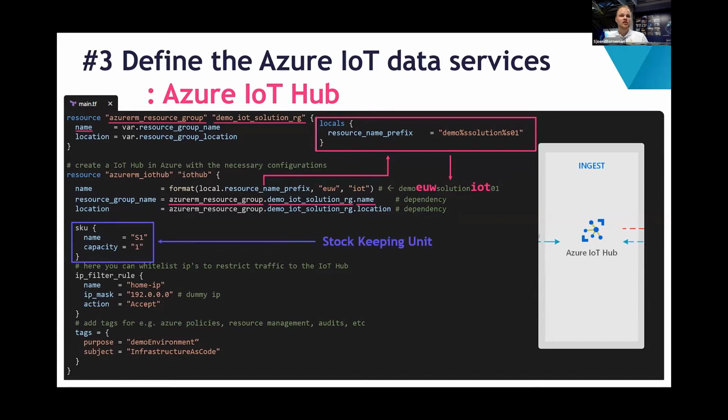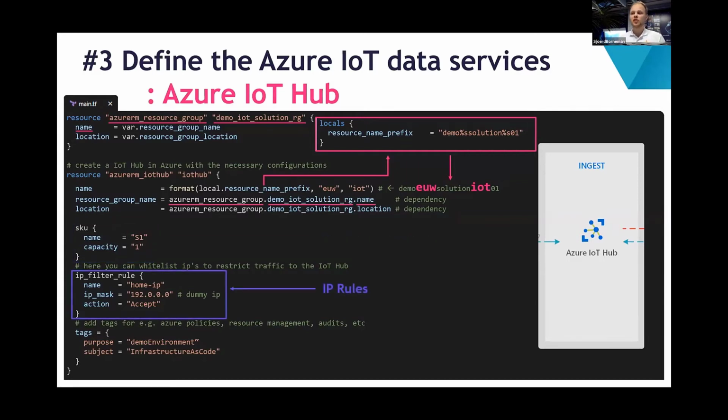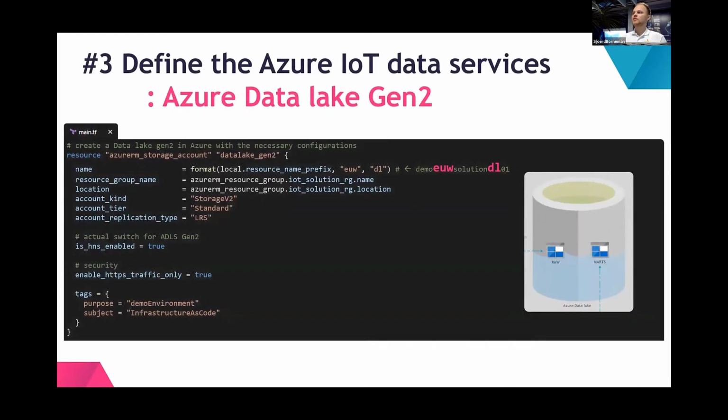Also, every resource has some resource-specific arguments. And for the IoT hub, I am going to configure the stock keeping unit. I'm going to add some IP filter rules, and I'm going to add some tags because I want to use some Azure policies later on in the solution, or maybe for resource management or audits. So that is the IoT hub. After that, I'm going to create an Azure data lake, and as you can see, I'm going to use the same function to generate the name of the data lake. We have some resource-specific arguments where I'm going to enable the data lake Gen 2.